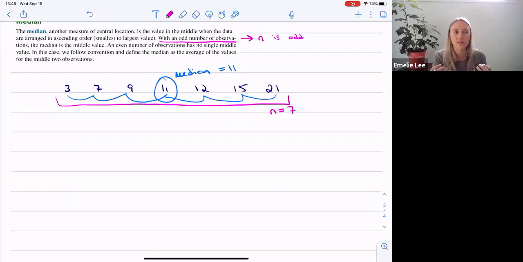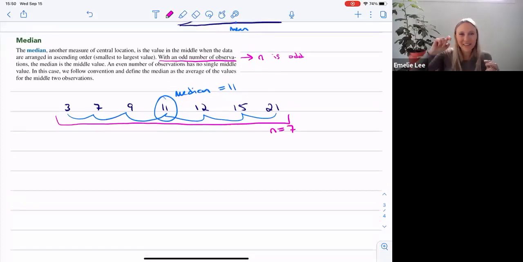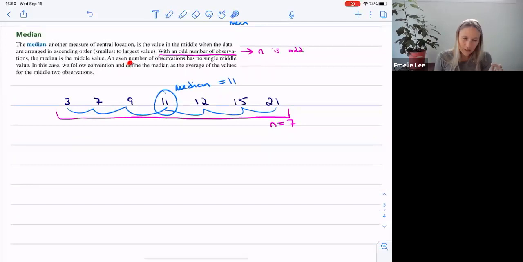The values inside can be anything. Okay, I think I just confused everyone, maybe including myself, by only gravitating towards odd numbers. I didn't mean for that to happen. It can be anything. The tricky part is when you have an even number of observations, then there is no single middle value.